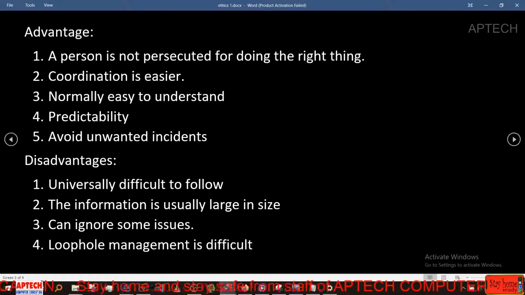Then the next one, disadvantages. Universally difficult to follow. As you have noticed, some people have a hard time following rules. You tell them not to do something, but for some reason they end up doing that same thing over and over and over again. The information is usually large in size, so yeah.